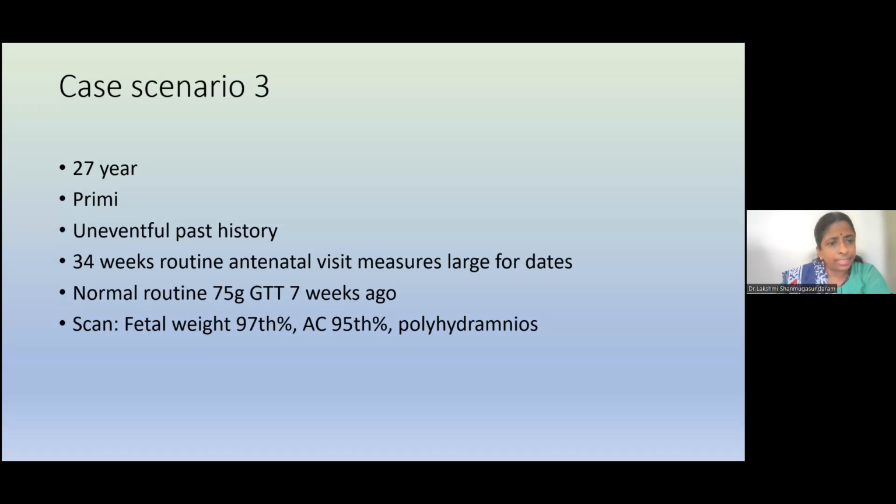We will move to the next case scenario, and this brings home the topic that Dr. Sudarshan so well discussed, which is a large baby. So let's look at the obstetric management in this particular scenario. We have a 27-year-old who is a primi with no past history. At 34 weeks, she measures large when clinically examined, and hence a scan is done, and the scan shows a fetal weight on the 97th centile, abdominal circumference on the 95th centile, and there is polyhydramnios. And she had a glucose tolerance test 7 weeks ago, which was normal.